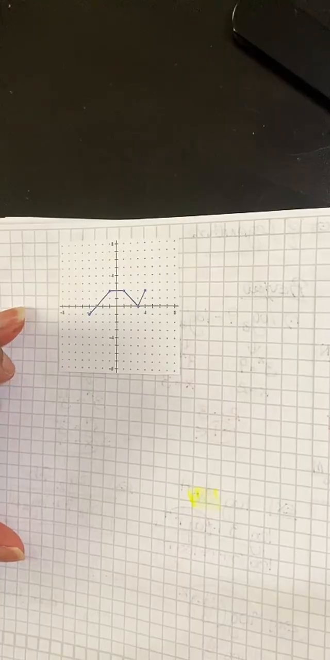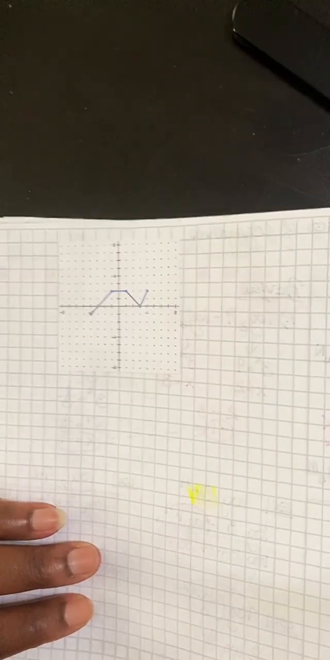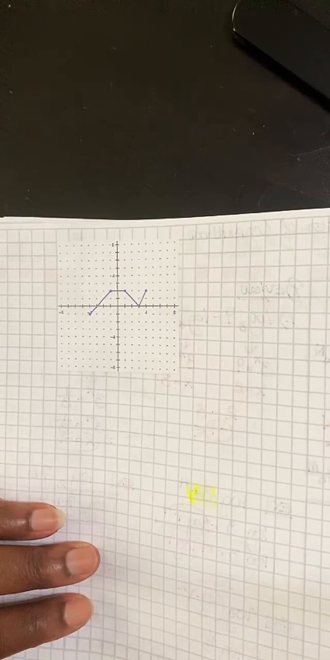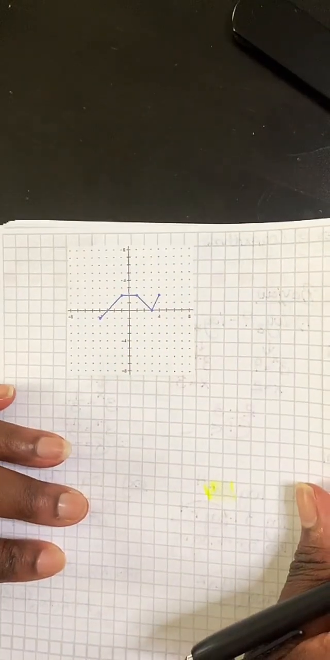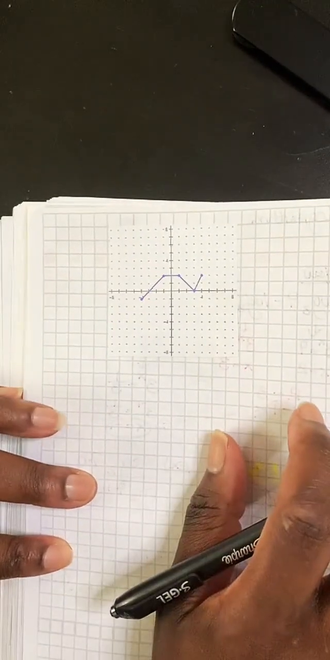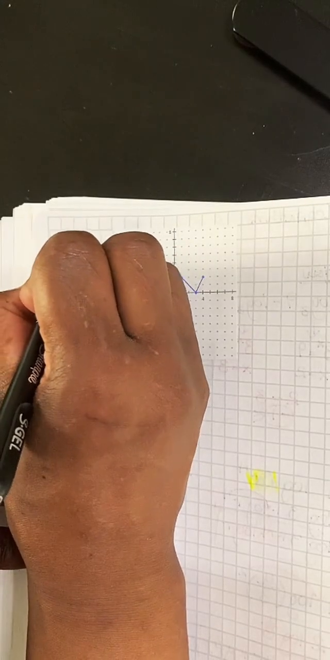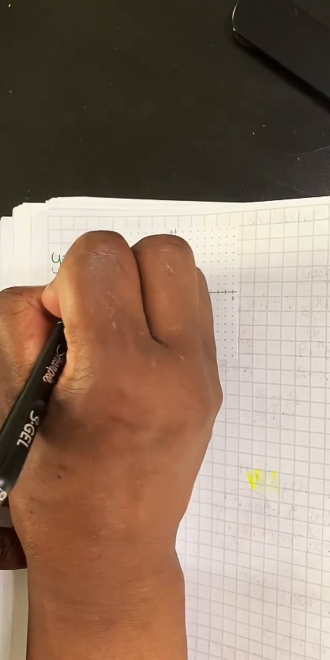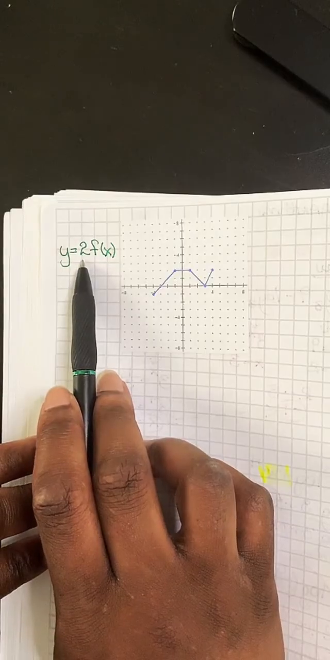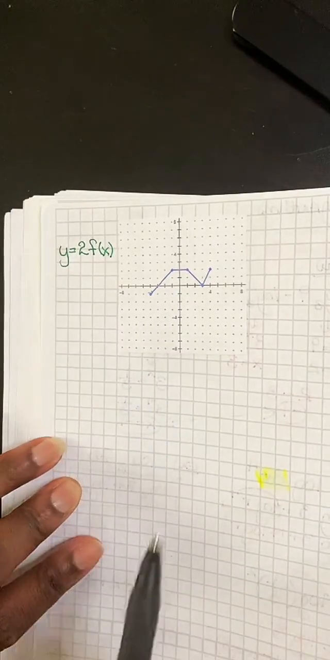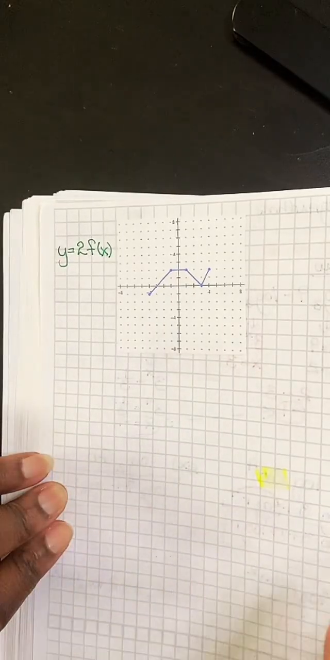So the part that tells you the stretch and the compression, when it comes to, say, the formula, will be your A value. So if I wanted to know when y equals 2 times f of x, the A value that I speak of would be the 2. Sometimes we like to call it the leading coefficient. The leading coefficient is going to tell you if it's going to be a stretch or a compression.